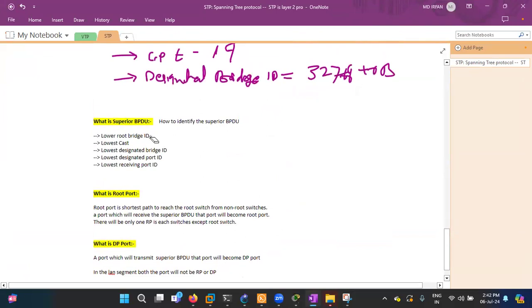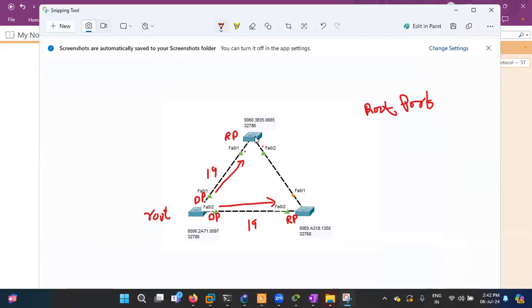For same, everything will be same for every switch. Lowest cost. Now tell me the cost. Cost means this switch is receiving the 19 cost from here. This is also receiving the 19 cost. Right? Both the cost is same, right? So by reaching from this switch to this switch, its cost is 19. This is also the same 19. So there is no tiebreaker in that, right?